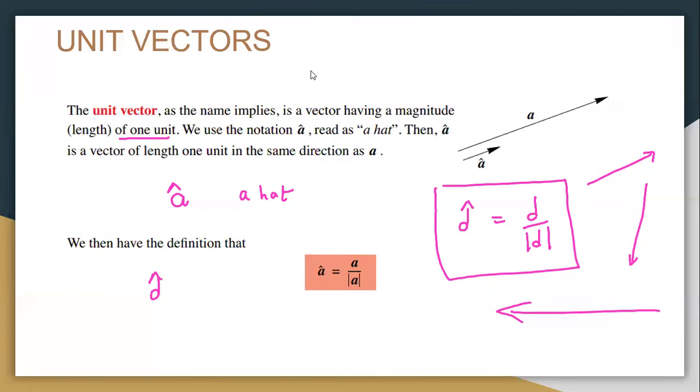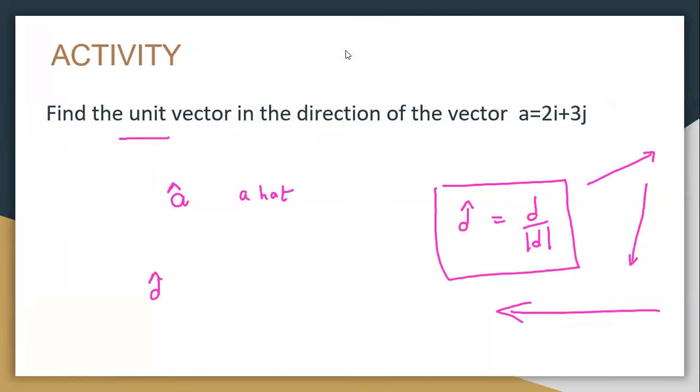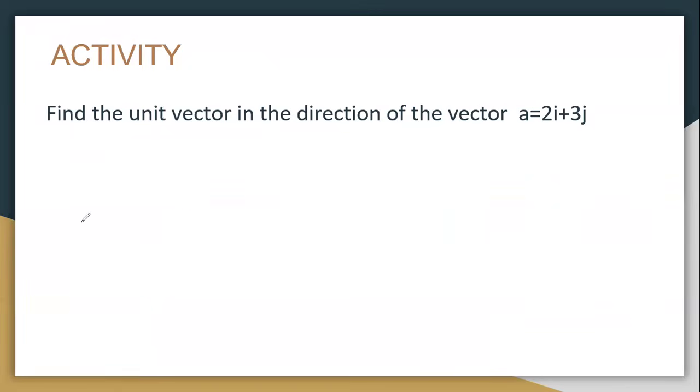Okay, same page. People saying, I think, okay. So I think we can move on and try our first number here. So when you look here, they have given us the first activity. They are telling us to find the unit vector in the direction of the vector. So they have given us our vector. Our vector is A equals 2i plus 3j.